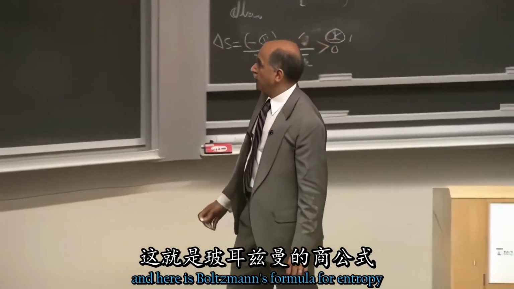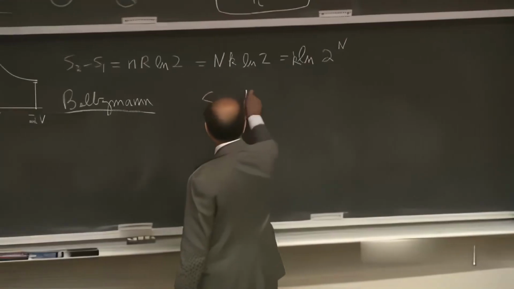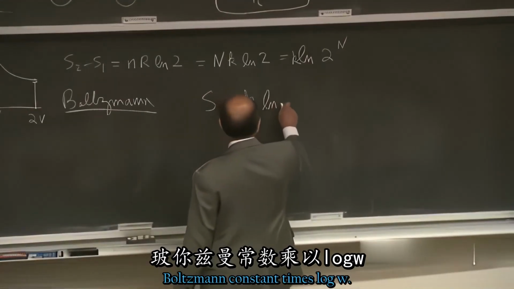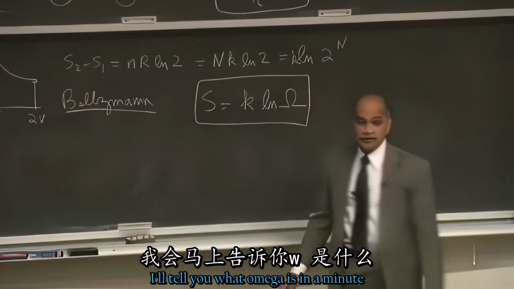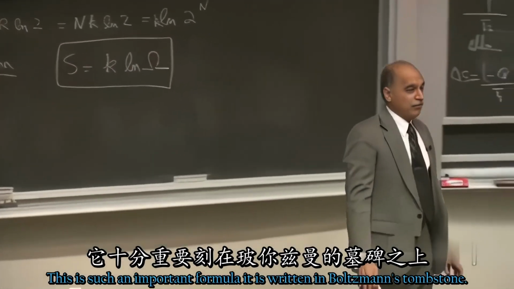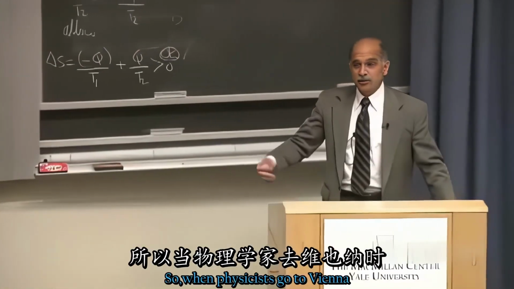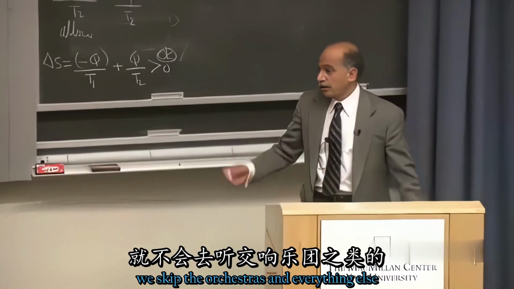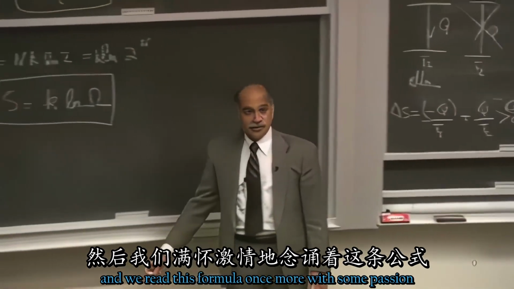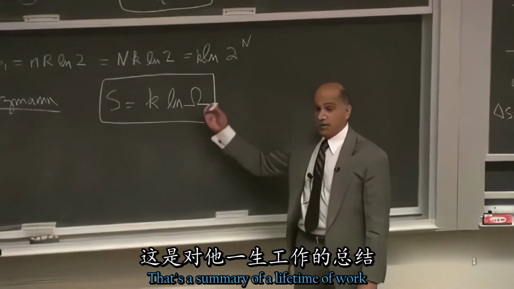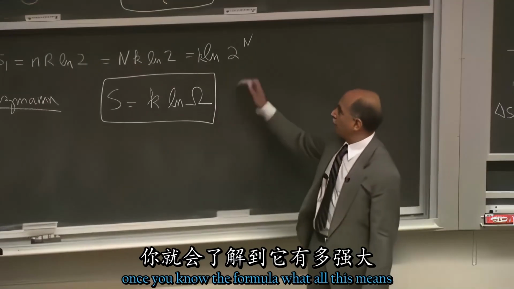And here is Boltzmann's formula for entropy. I'm going to write it down. S equals Boltzmann constant times log omega. I'll tell you what omega is in a minute. This is such an important formula, it is written on Boltzmann's tombstone. So when physicists go to Vienna, we skip the orchestras and everything else. We go to Boltzmann's tomb, and we read this formula once more with some passion. That's the summary of a lifetime of work, but it's a great formula, and you will understand once you know the formula what all this means.